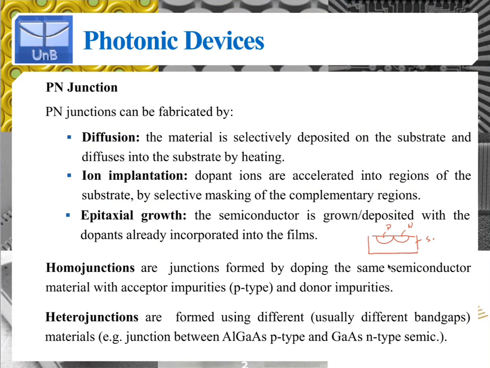Right, and you can make wells. The substrate itself can be doped, so lightly doped or something to that effect. But you're talking about the same chip, the same piece of semiconductor. So these are homojunctions.